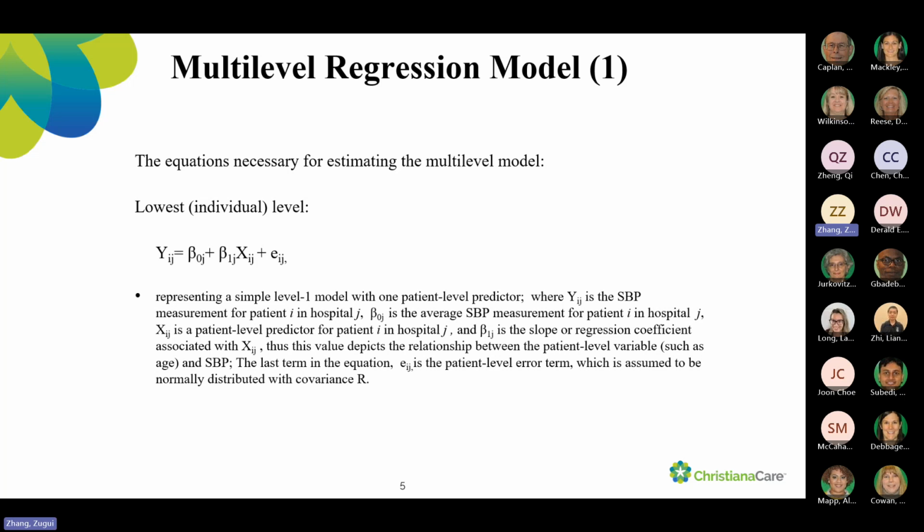When we conduct multi-level regression modeling, first we start from the individual or the lowest level. For the lowest level, we just have the regular regression model, where yij is a function of the combination of risk factors. So that is our regular simple level 1 model. And here we have the predictors and the error terms.